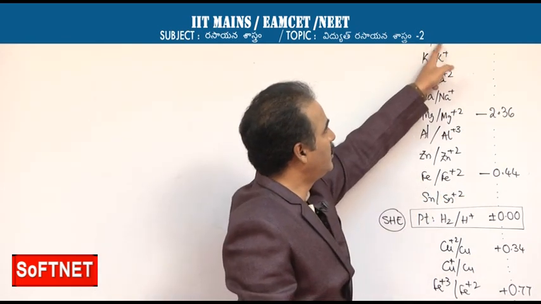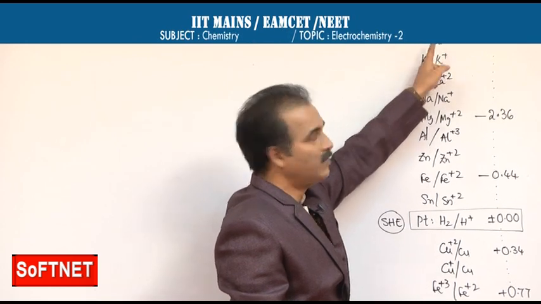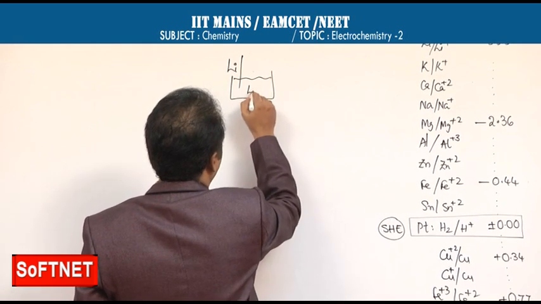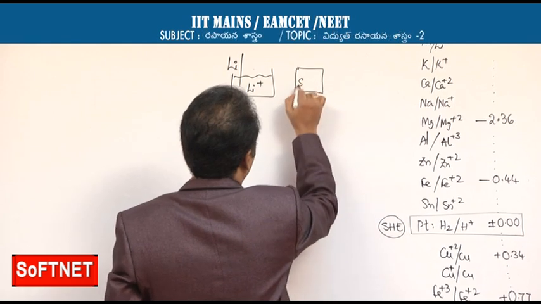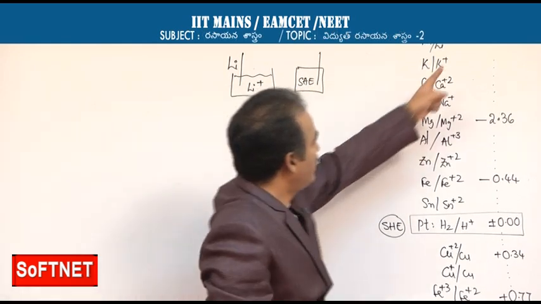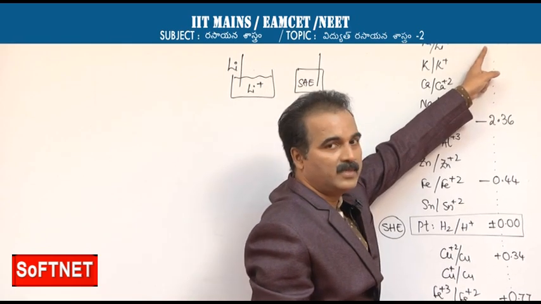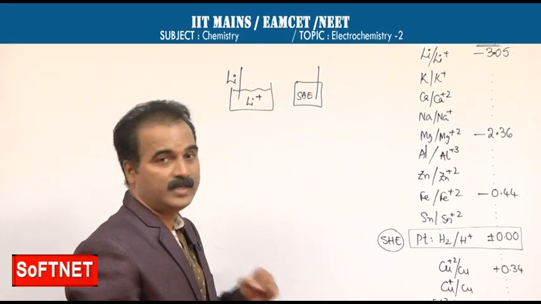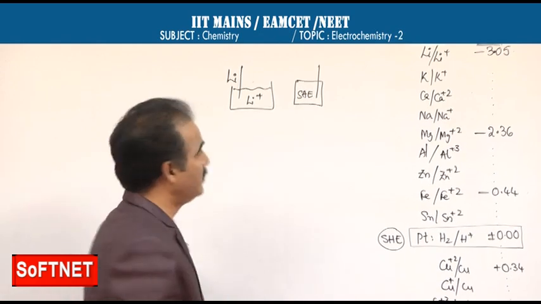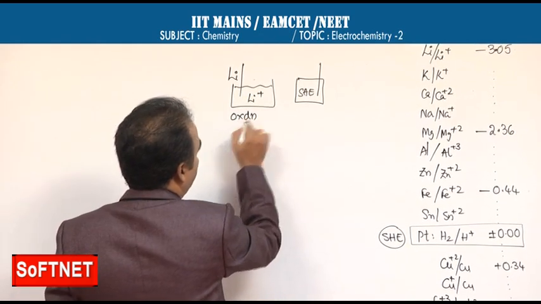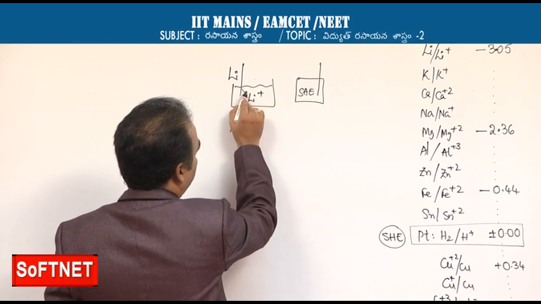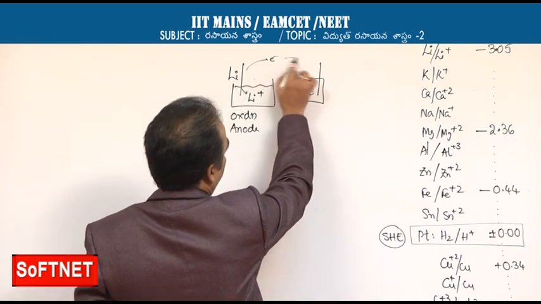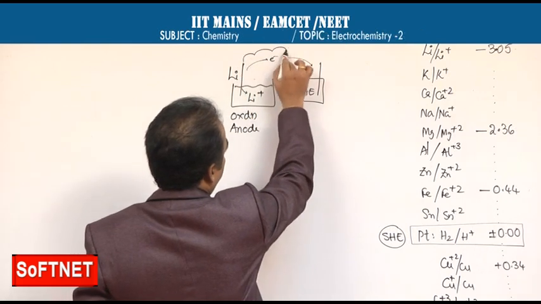For example, take a lithium electrode, lithium in lithium plus. When that electrode is connected to the standard hydrogen electrode, the standard reduction potential of lithium is negative, which means this lithium electrode undergoes oxidation when connected to SHE. It acts like an anode. Lithium goes into solution and delivers electrons, and the electrons are received by the standard hydrogen electrode.